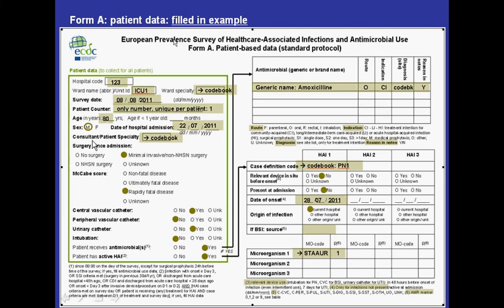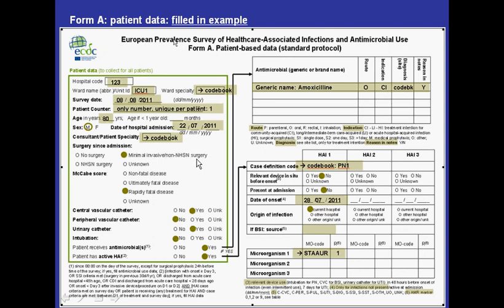Surgery since admission is either none, NHSN surgery, non-NHSN surgery, or minimal invasive surgery. Unknown should be avoided. The difference between NHSN and non-NHSN surgery is clarified at the end of the codebook.